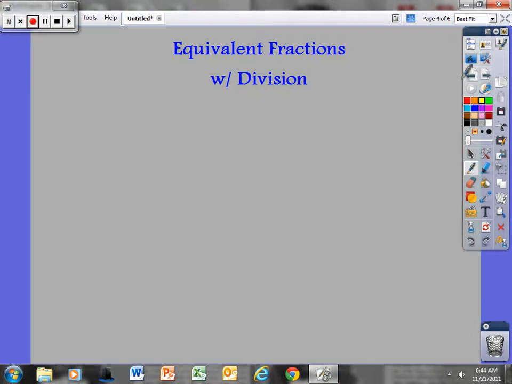Alright, now we have equivalent fractions with division. Now we have to know our divisibility rules. This really becomes when we start to reduce or simplify fractions. So now I'll start with something that needs to be reduced. Let's start with 15/24.